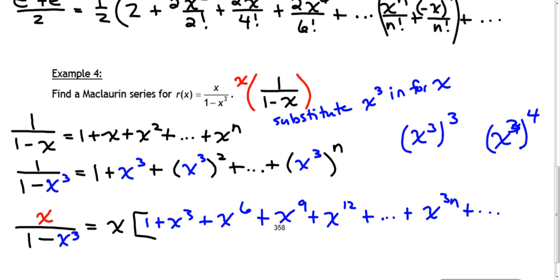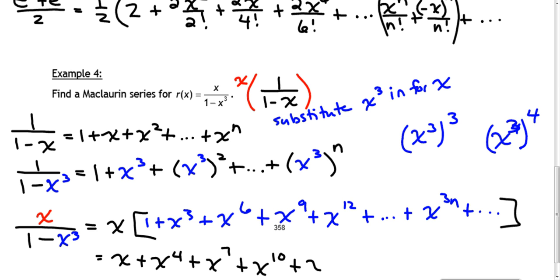And again, I need to multiply that by x so I can distribute that. And that leaves me with x plus x to the 4th plus x to the 7th plus x to the 10th plus x to the 13th plus x to the 3n plus 1. So there you go. There's our Maclaurin series for example 4.